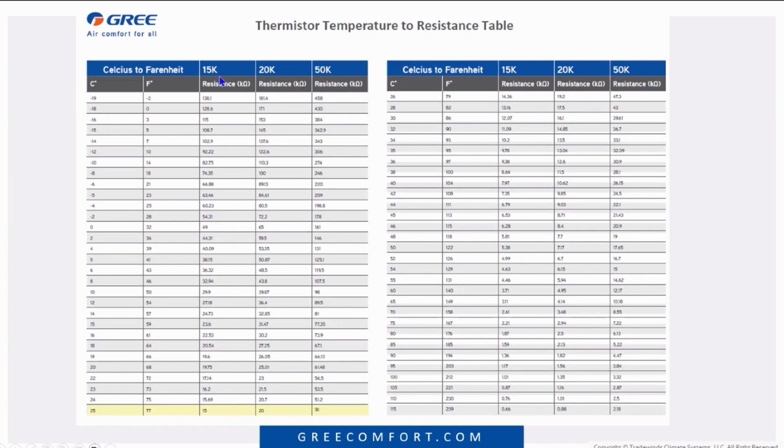If it is measuring air temperature, it is a 15K thermistor. I don't care if it's on the outdoor unit or the indoor unit. If it's on a pipe, it's a 20K thermistor. So those thermistors I was talking about as far as your inlet and outlet thermistors, they're all 20K thermistors. The only exception to that rule is the 50K thermistor. That is your discharge thermistor leaving the compressor.